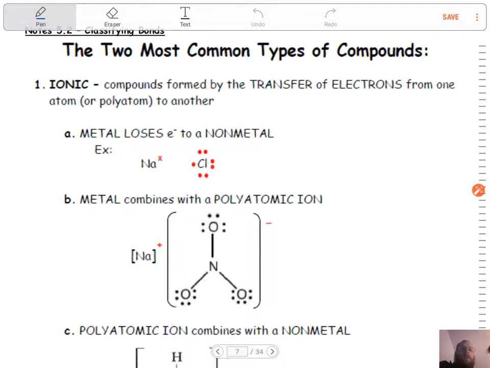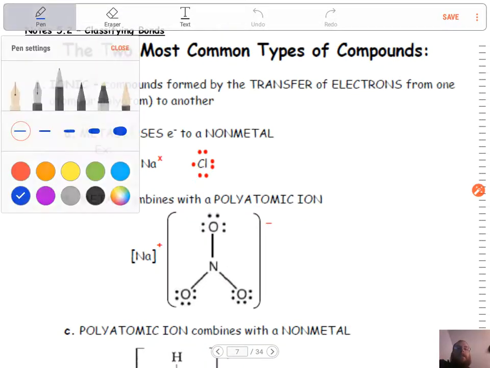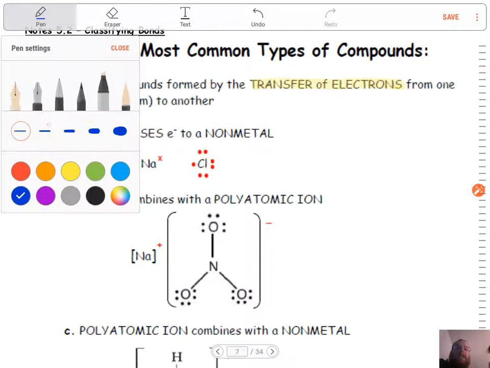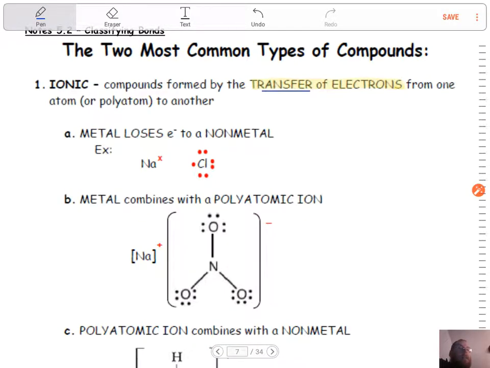So the first one that we're going to talk about is an ionic bond. And how we know an ionic bond from the other types is that it's formed by a transfer of electrons, and that's the biggest thing you've got to remember, that word transfer. As we go through this video and all of the notes in this unit, I'm going to really drive home that key word of transfer. So make sure, if nothing else about ionic bonds, that you know that it's a transfer that's taking place.